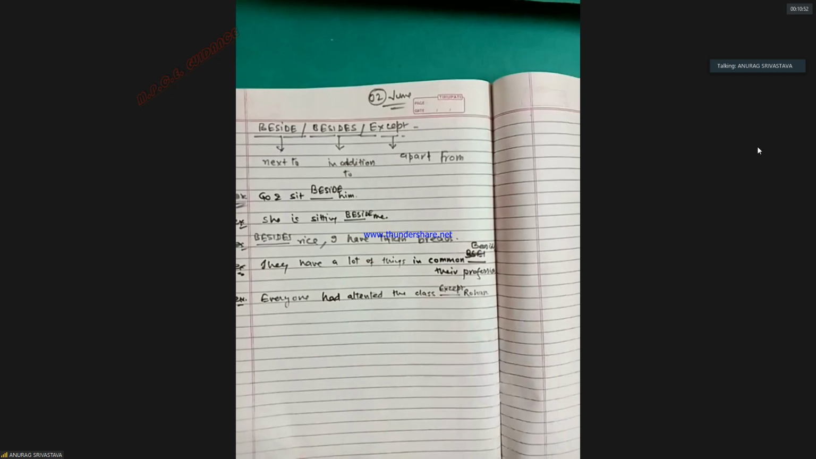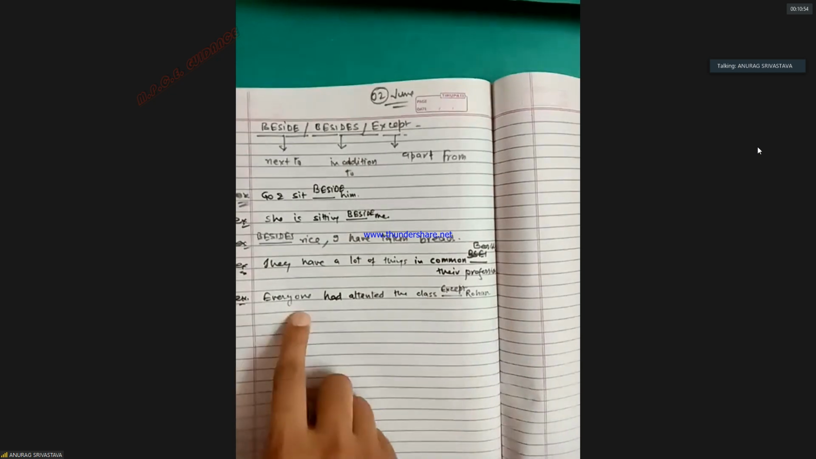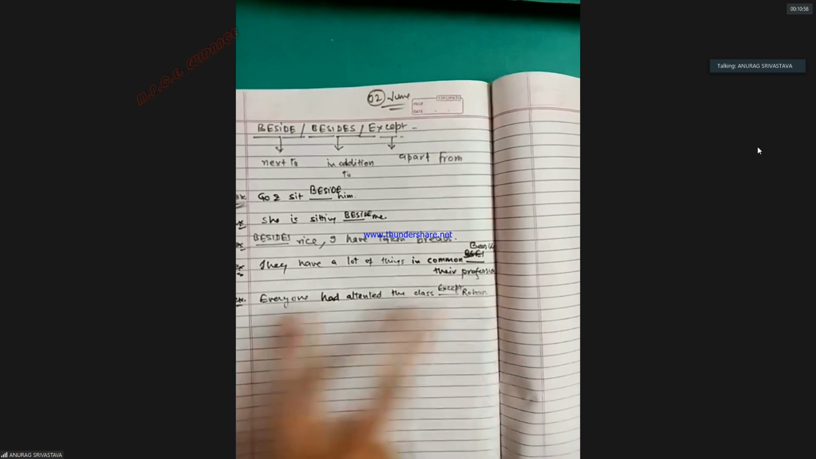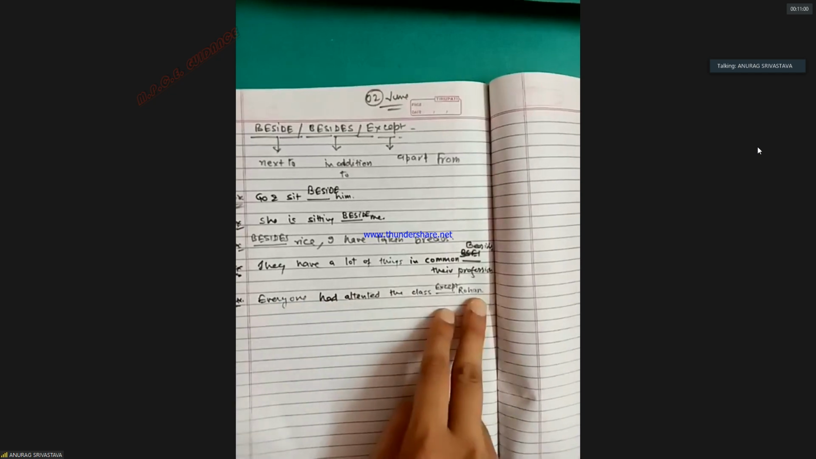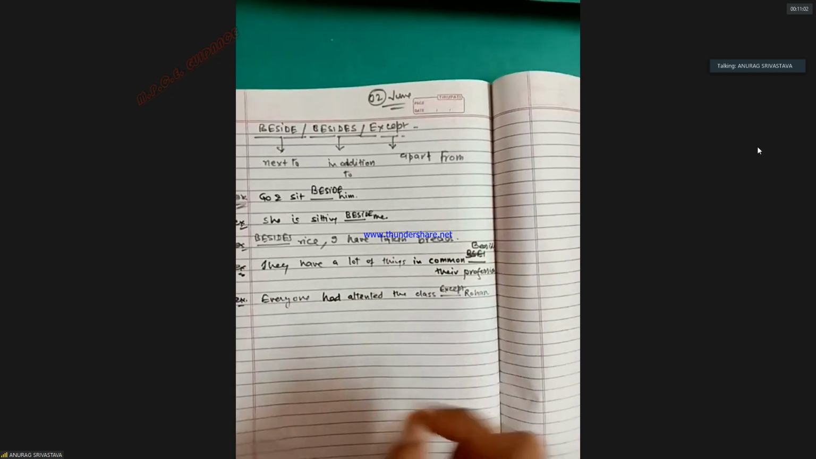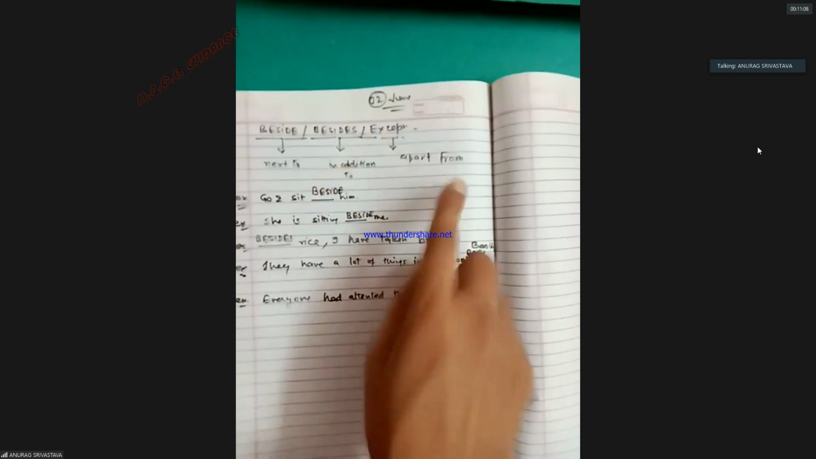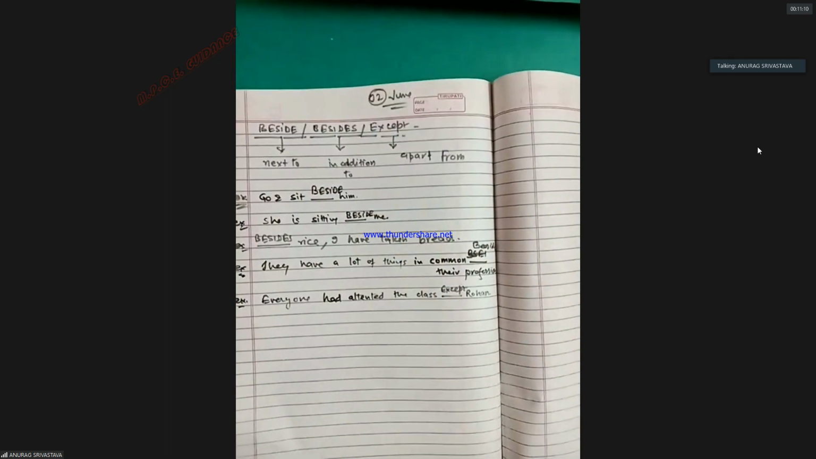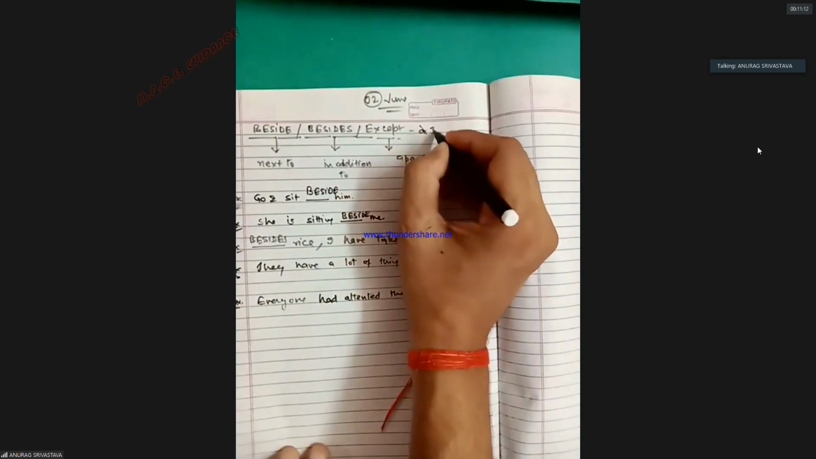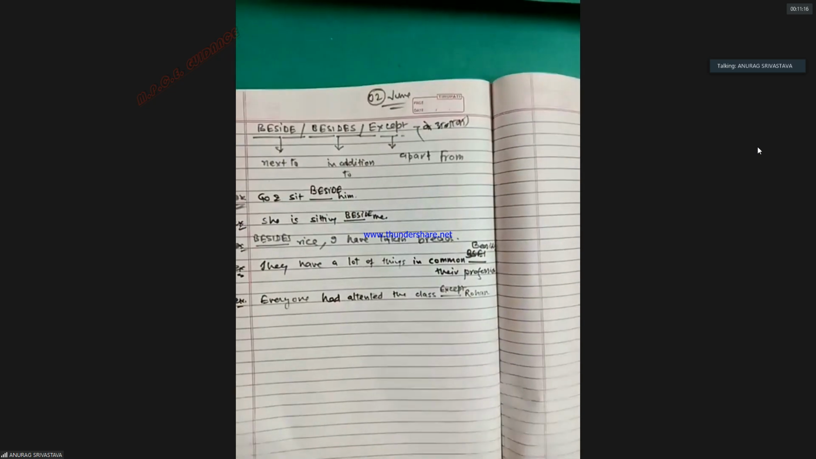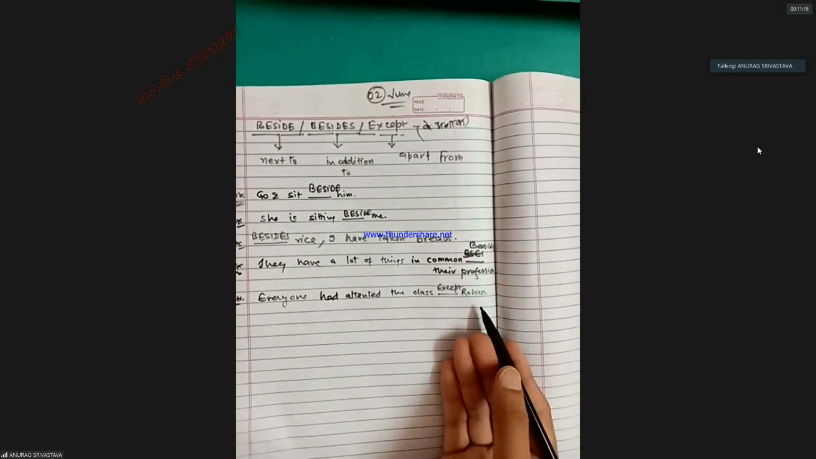Fine. Why except? Everyone and Rohan. There are two things: first is everyone, another is Rohan. So which of these prepositions will make sense? Except. This except means apart from, or in Hindi you can say ke alawa. So everyone had attended, but Rohan had not attended.